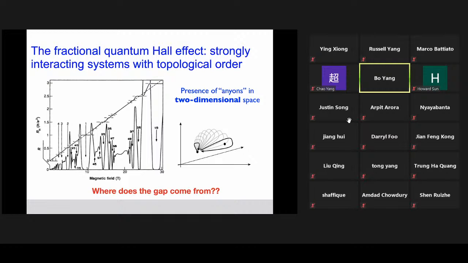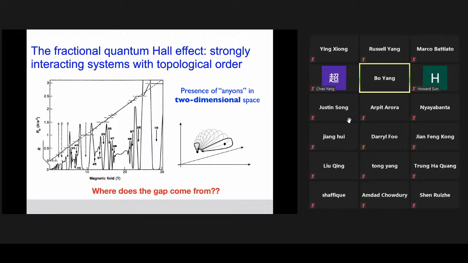In 3D, we only have bosons and fermions because a loop can always be contracted to a point. But in 2D, a loop that does not enclose a particle cannot be smoothly deformed into a loop that is enclosing a particle. Right? So in 2D, the exchange phase, the Berry phase, can be any real number instead of just -1 or +1 when you exchange the two particles.